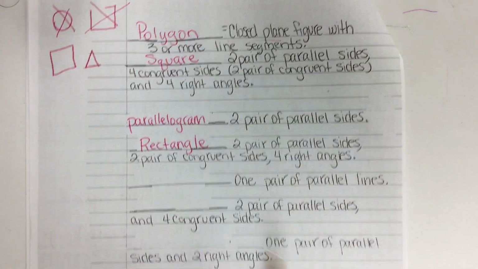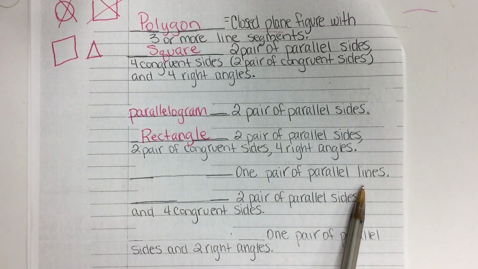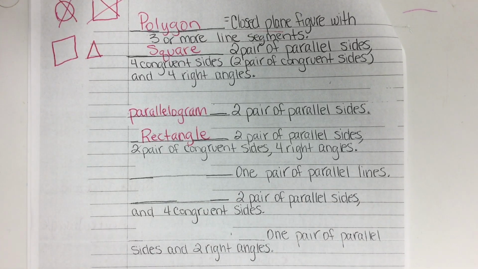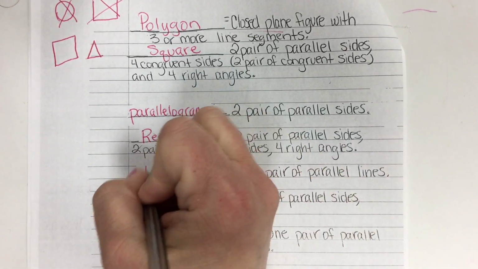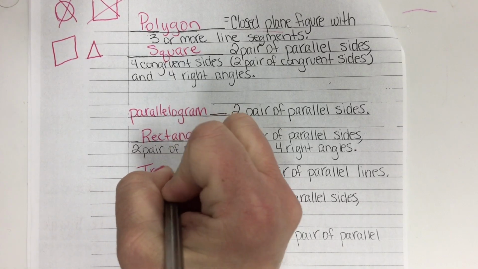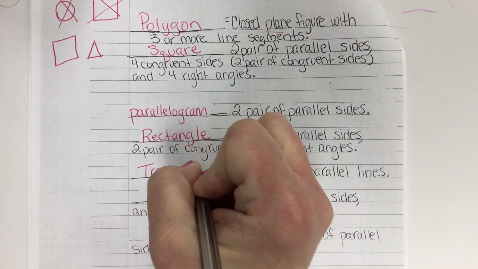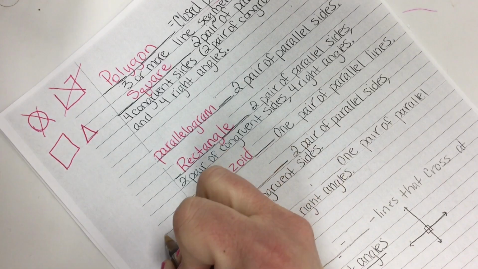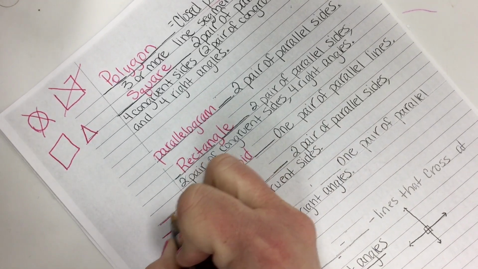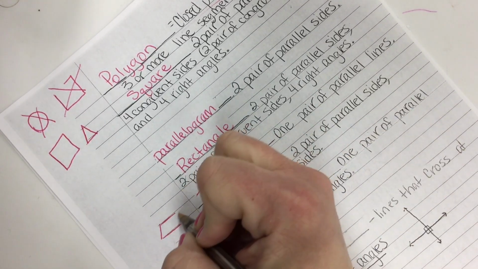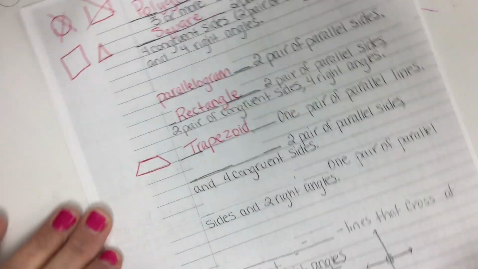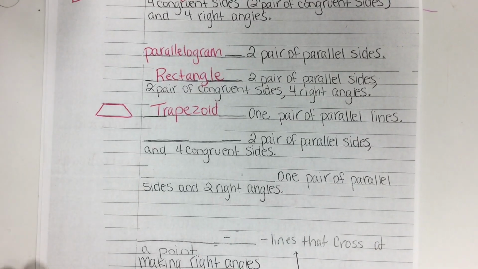All right, one pair of parallel lines. So what's the one shape that has one pair of parallel lines? That's your trapezoid. Okay. Parallel, and then, so that's your regular trapezoid.